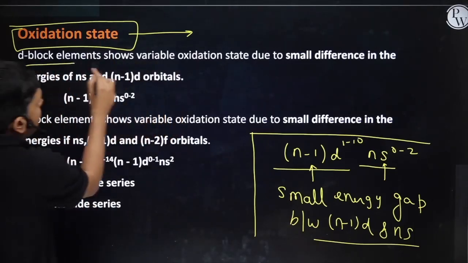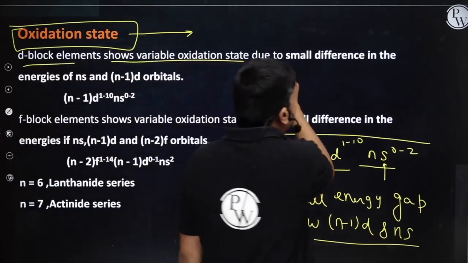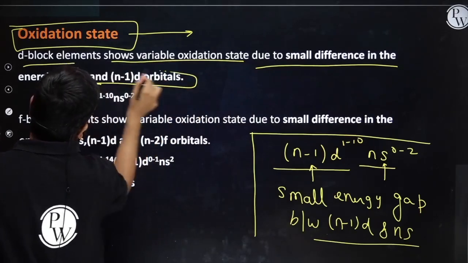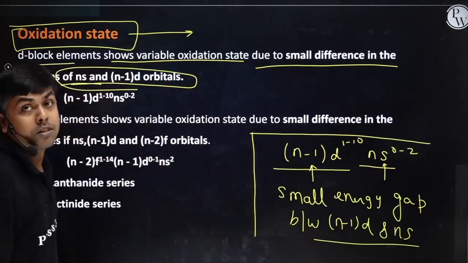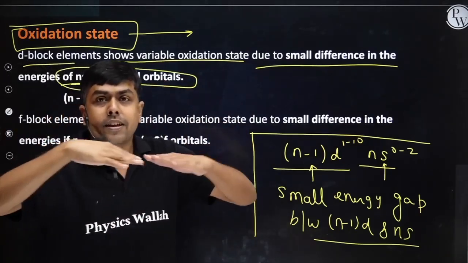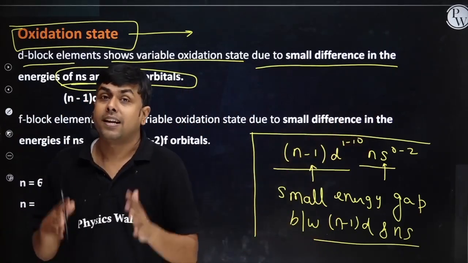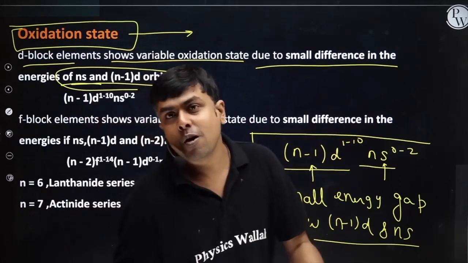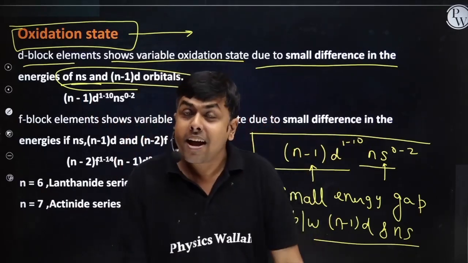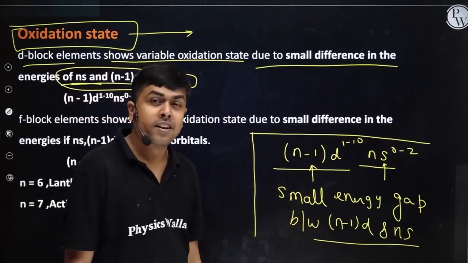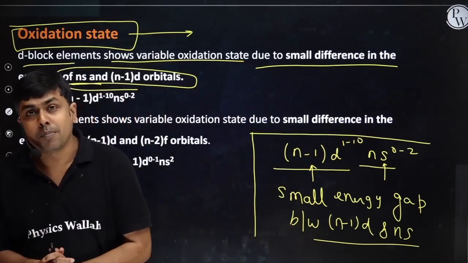A d block element shows variable oxidation state because of a small difference in the energies of ns and (n minus 1) d orbitals or subshells. If the energy gap is less, apart from this ns, electrons can also be removed from (n minus 1) d, and that's why these d block elements show variable oxidation state. What are the different possible oxidation states?